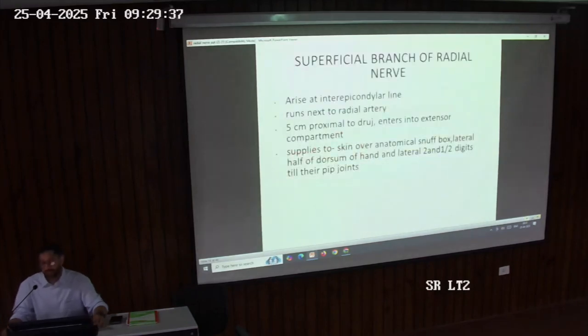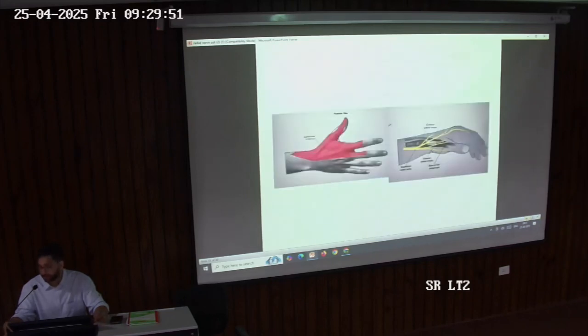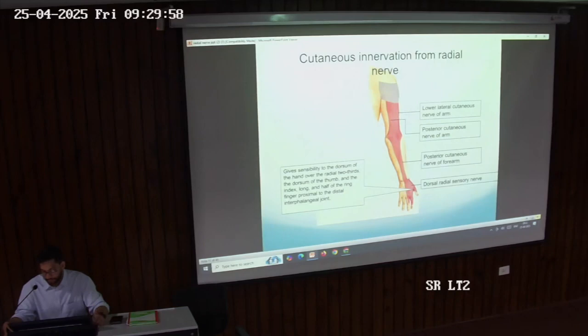The superficial branch of the radial nerve mainly supplies the skin over the anatomical snuff box, the lateral half of the dorsum of the hand, and then the lateral 2.5 digits until the PIP joint, as seen in the figure here. This is the cutaneous sensory innervation from the radial nerve, from the arm to the hand.